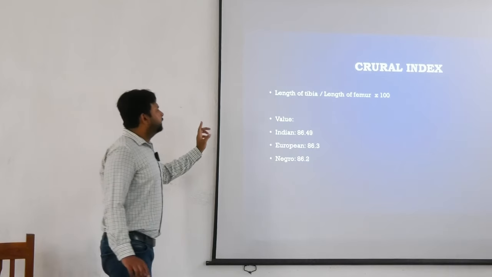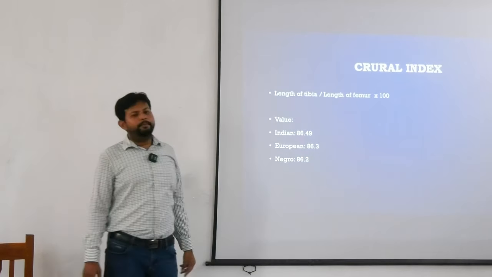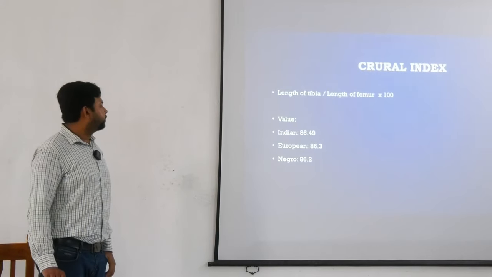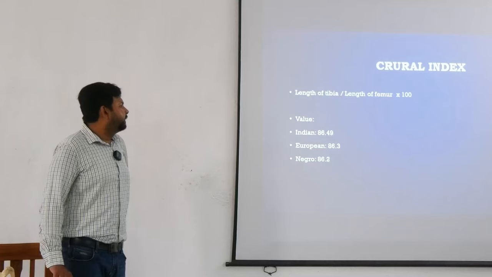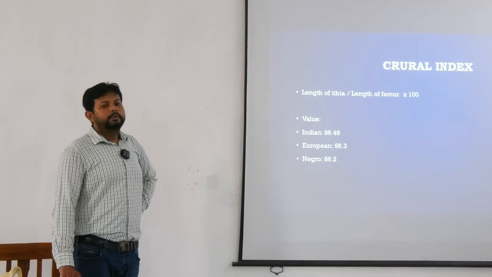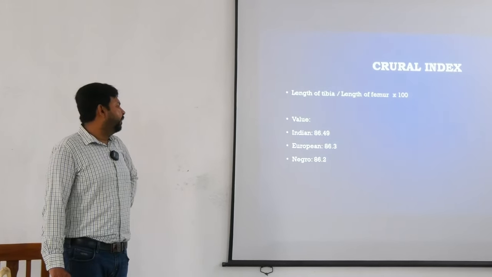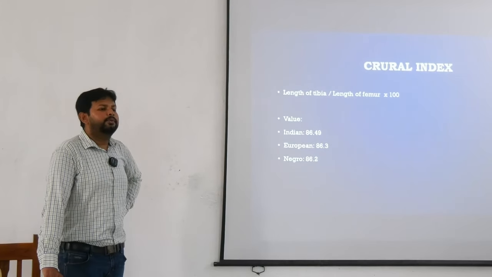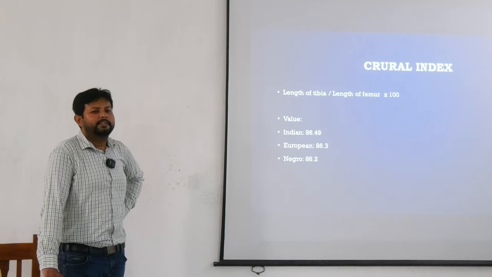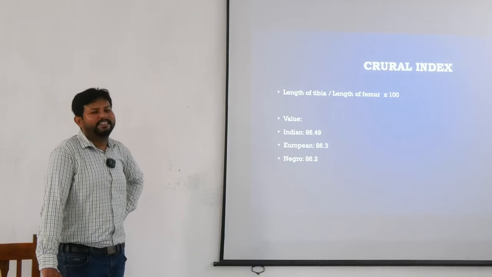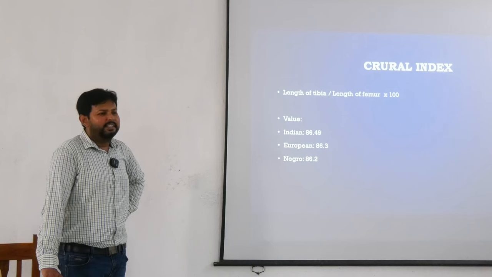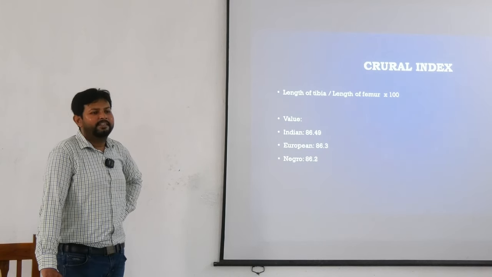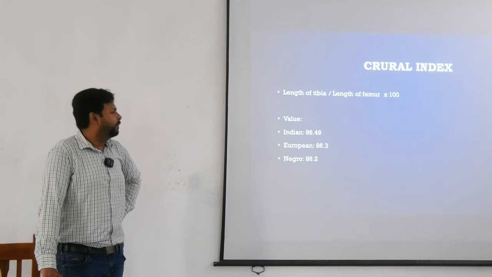Crural index is length of tibia by length of femur into 100. Easy to remember. For Indians it is 86.49. Normal value. What are the races, do you know? Caucasians, Negroid and Mongoloid. Three races most important.